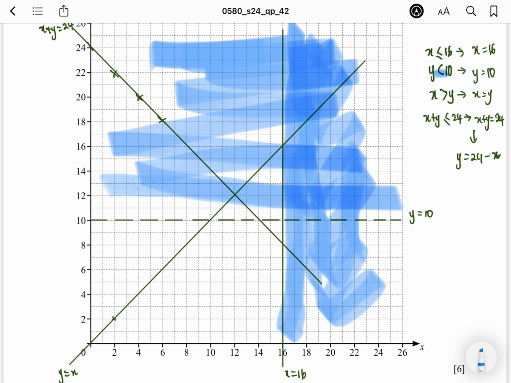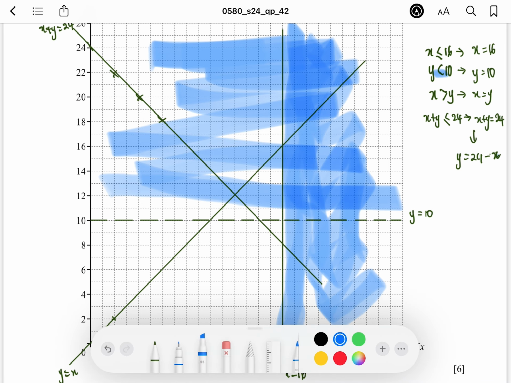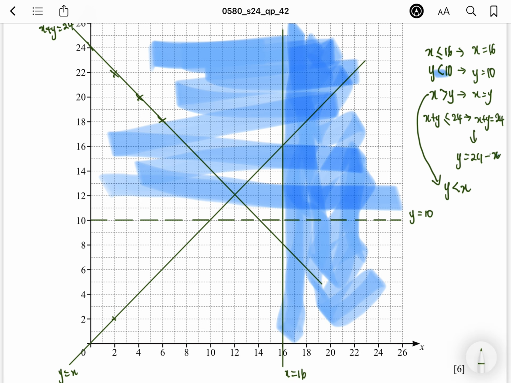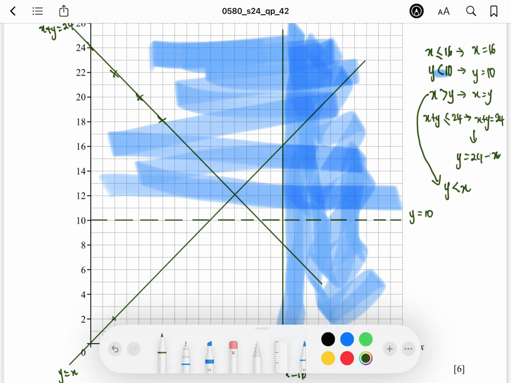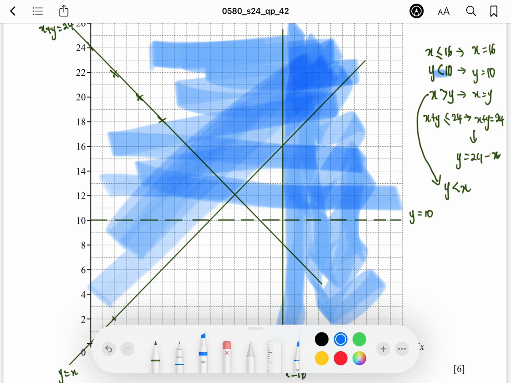So x is greater than y. This line is about y, not about x. Meaning, to be safer, you reverse it. So it becomes y is less than x. So where is y less than x? Below or above? Below. Meaning what you want is above. Okay. So you can do this now.